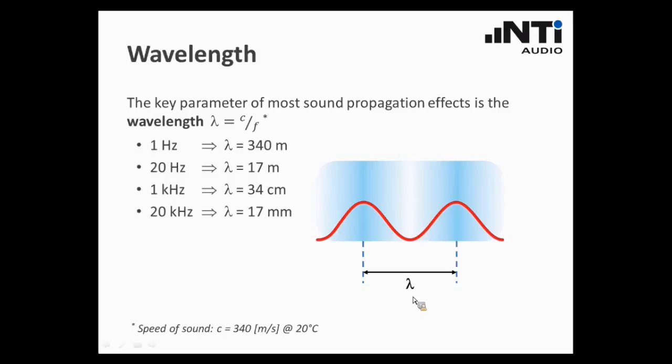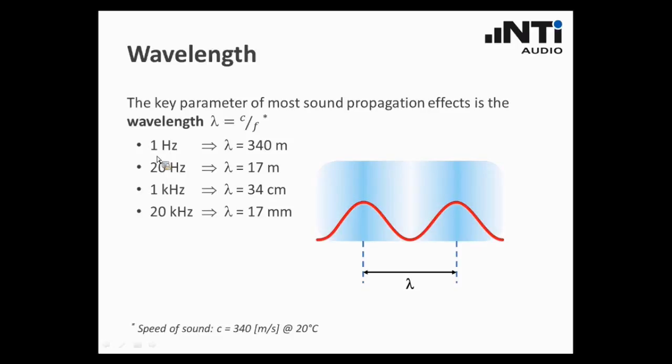And here I have plotted a number of examples. Maybe you wonder, why did I start at 1 Hertz? Because we cannot hear that anyway. But the nice thing is that it's a memory hook. At 1 Hertz, the wavelength is 340 meters, which is the same figure as the speed of sound. You see here the 340.